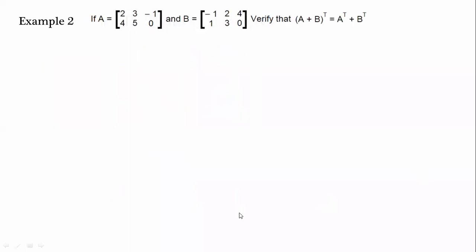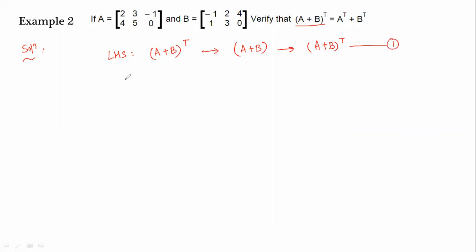Let us see the second example. Very easy, this you are going to solve. What you have to do? Take first the LHS. What is the LHS? A plus B transpose. First, find out A plus B, simply addition, and then find out A plus B transpose. Put it as number 1. Second, what is the RHS? A transpose plus B transpose.